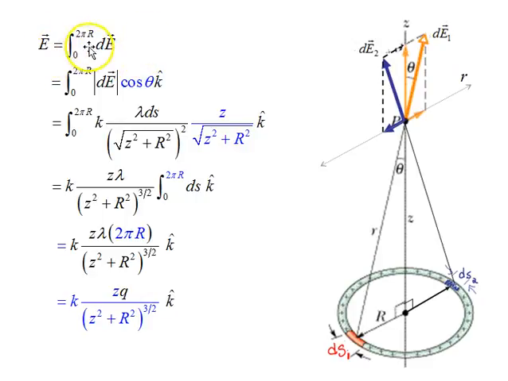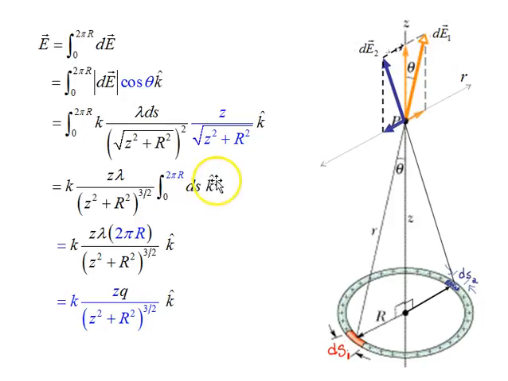So our electric field E is equal to the integral of all the dE components around our circumference, from s equal to 0 to 2 pi r. Plugging in for dE, the magnitude of dE, cosine theta in the k direction. Cosine theta, this angle theta is the same as this angle theta. The cosine of that is z over little r, or z over the square root of z squared plus r squared. We can pull everything out except for our ds. We're still pointing in the k direction.